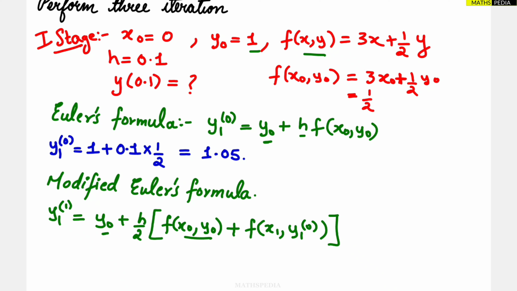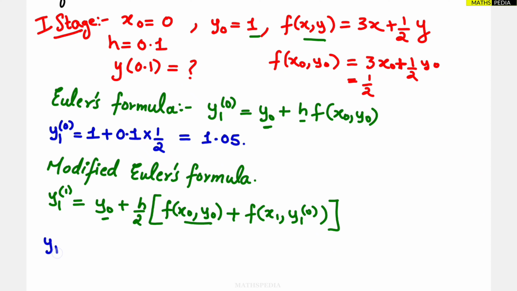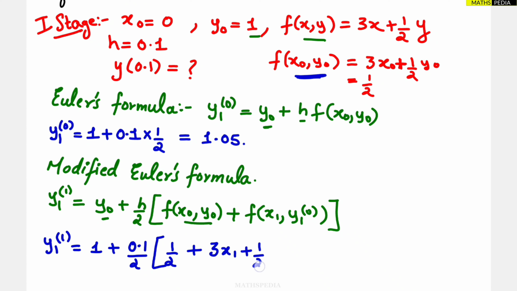What is y1 of 0? This we found out using the Euler's formula. That's what we have done. So in the modified Euler's formula first iteration, first we need this value. That's why we first applied Euler's formula. So I'm going to substitute the value. So y1 of 1 becomes y0 value 1 plus h value 0.1 by 2 into function of x0 comma y0, it is 1 by 2, plus function of x1, y1 of 0. So 3x plus 1 by 2y. In that, 3 into x1 plus 1 by 2 into, instead of y, it will become y1 of 0.